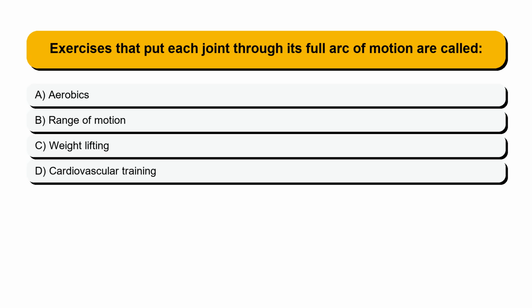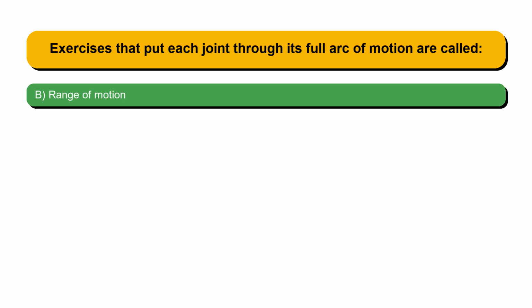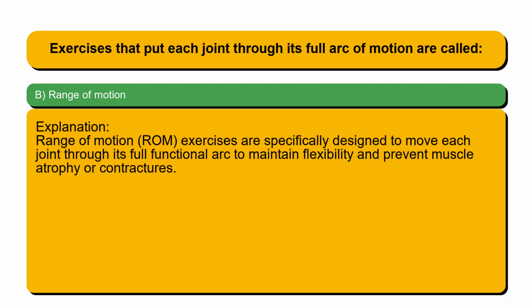Question 14. Exercises that put each joint through its full arc of motion are called. Option A. Aerobics. Option B. Range of motion. Option C. Weight lifting. Option D. Cardiovascular training. The correct answer is option B. Range of motion. Range of motion, ROM, exercises are specifically designed to move each joint through its full functional arc to maintain flexibility and prevent muscle atrophy or contractures.